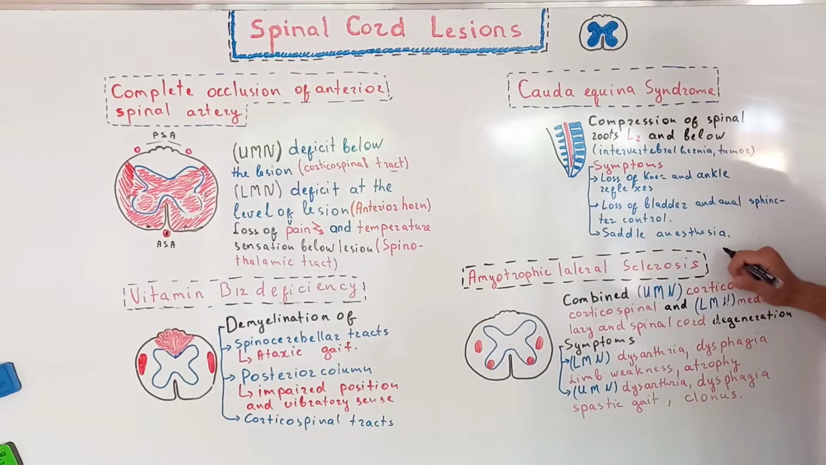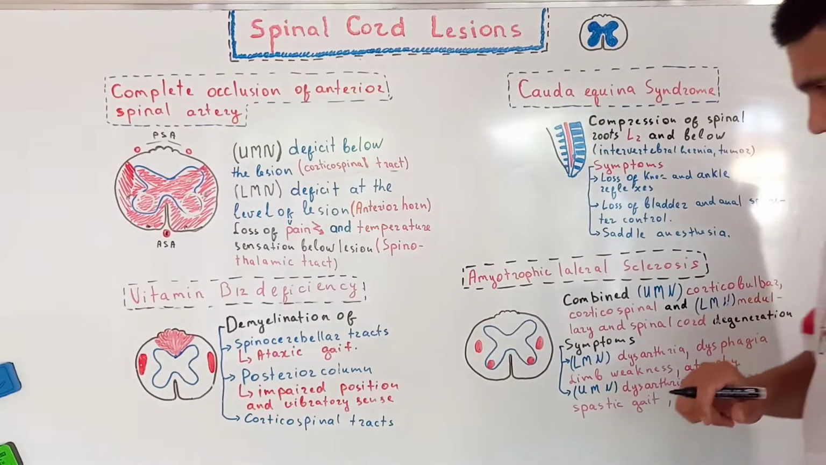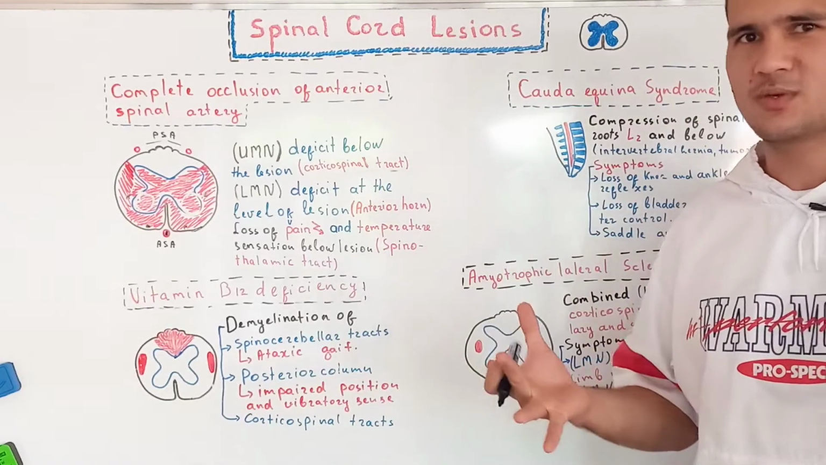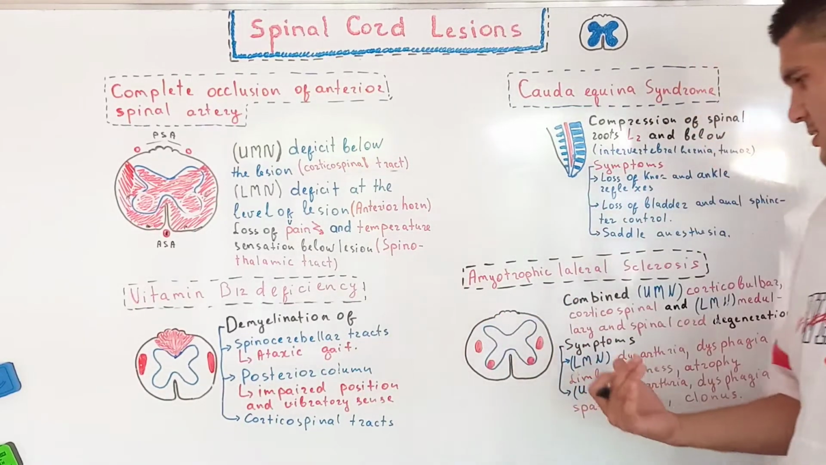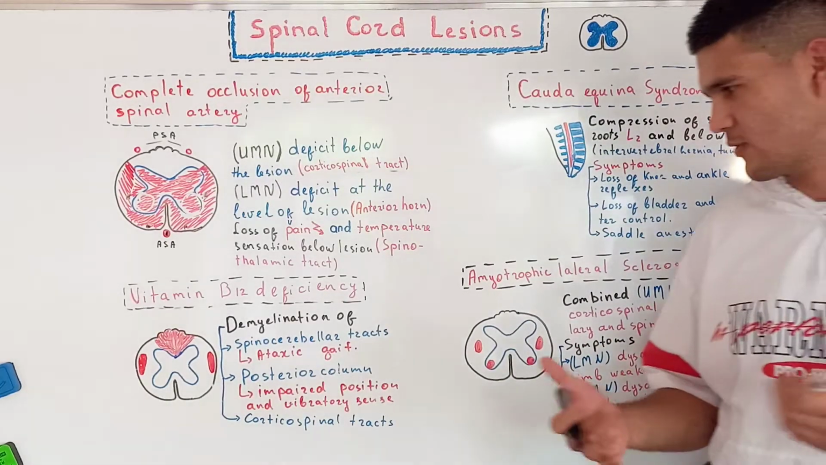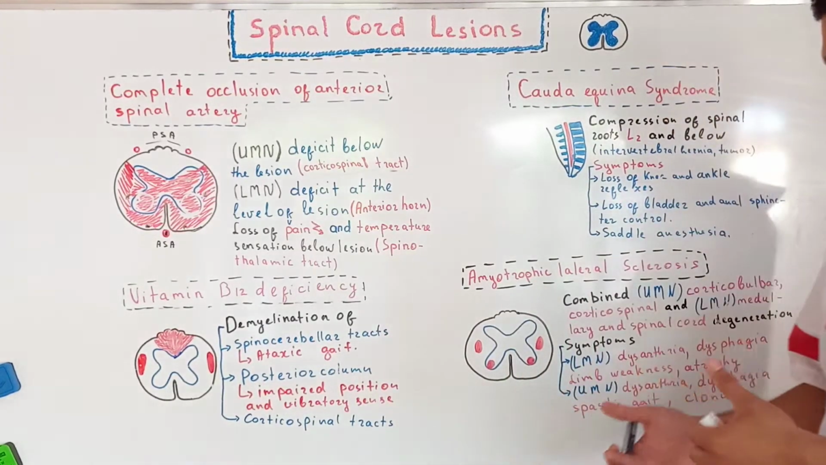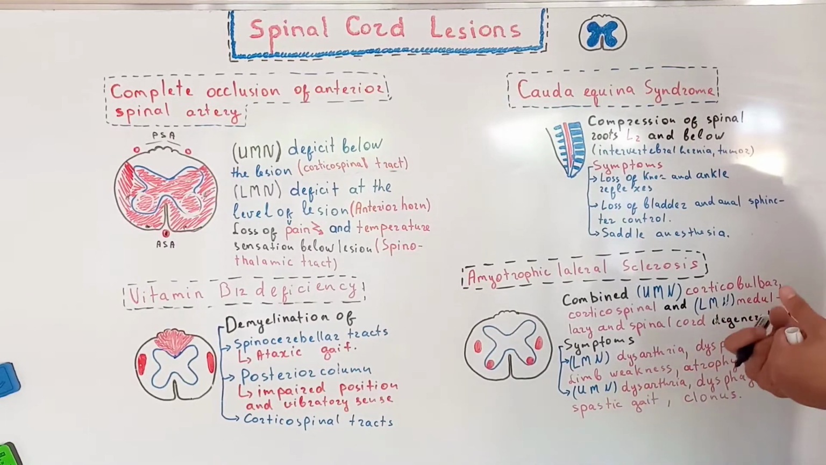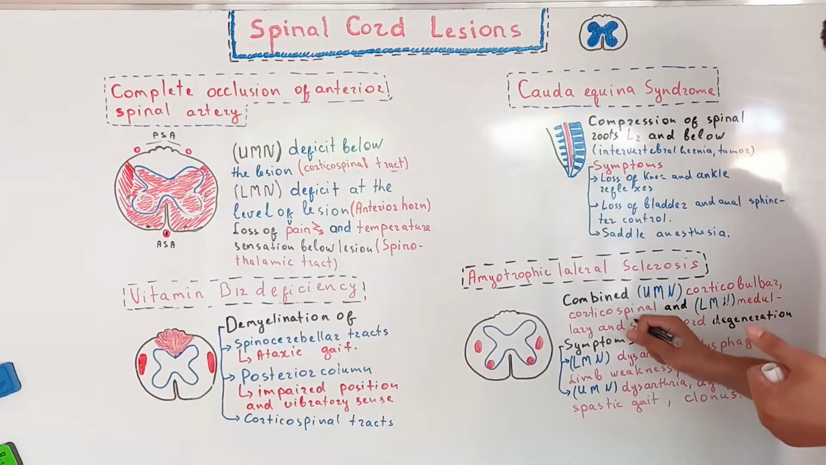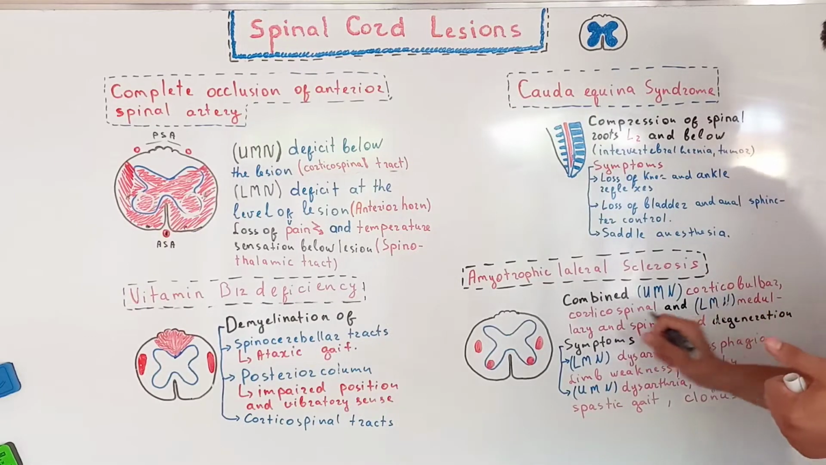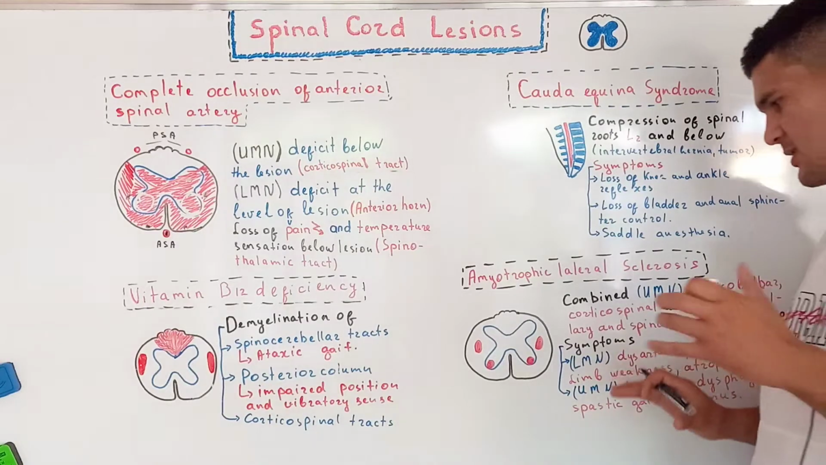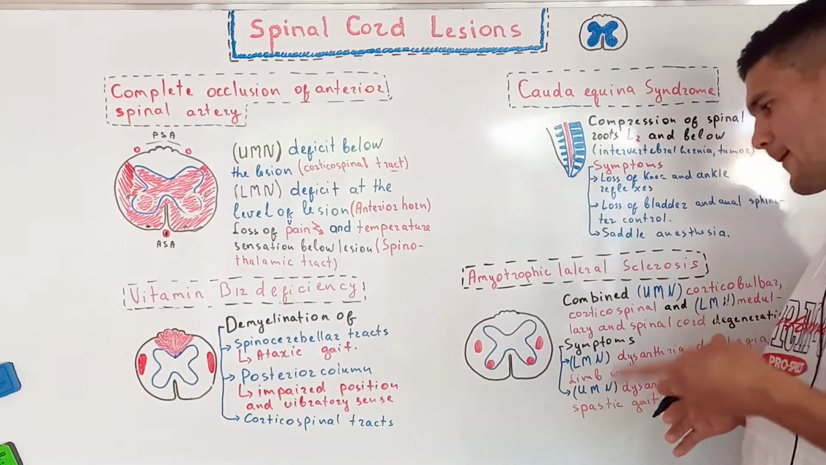Our last piece of information is about amyotrophic lateral sclerosis. Amyotrophic lateral sclerosis is a large topic to talk about, but in this lesson I'm going to provide the main parts of this disease, okay. There are two combined lesions: corticobulbar and corticospinal degeneration, and medullary and spinal cord degeneration. According to the symptoms, I will try to explain this, okay.